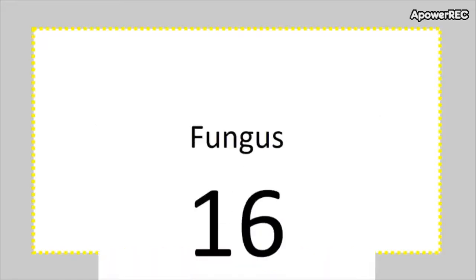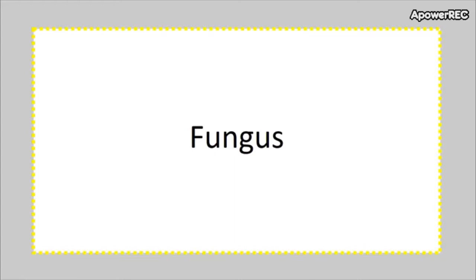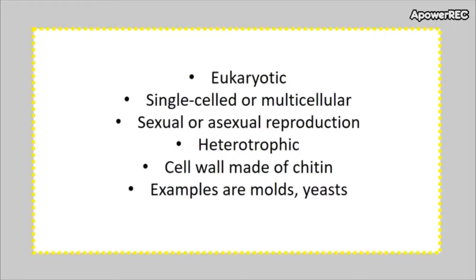Okay, 16. Fungus. All right, fungi are eukaryotes. They're single-celled or multicellular. They can do sexual or asexual reproduction. They are heterotrophic. Their cell walls can contain chitin, and two examples of them are molds and yeasts.